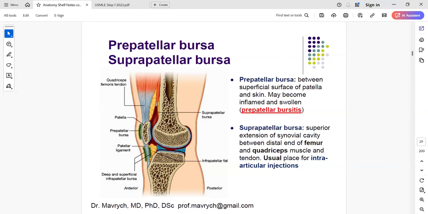As you can see, this is the prepatellar bursa right in front of the patella, and then we have the deep and superficial infrapatellar bursa. And then we also have the suprapatellar bursa, which is over there.